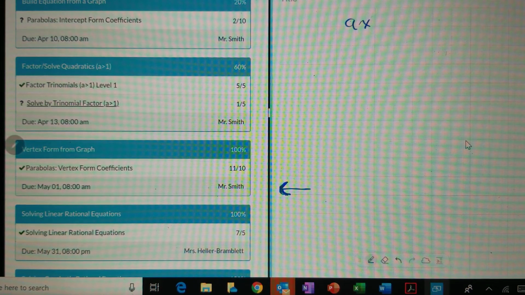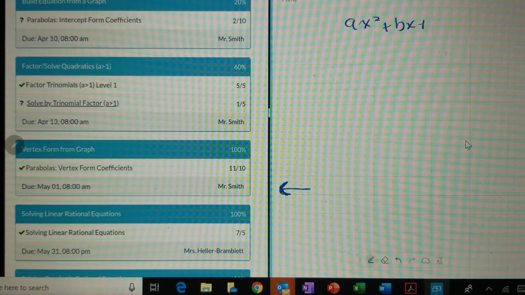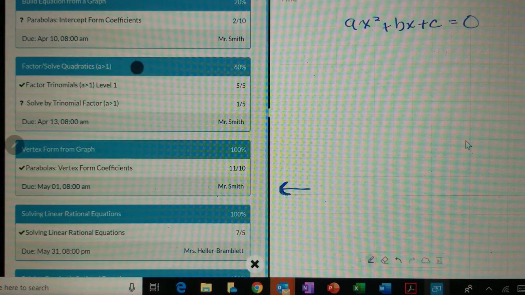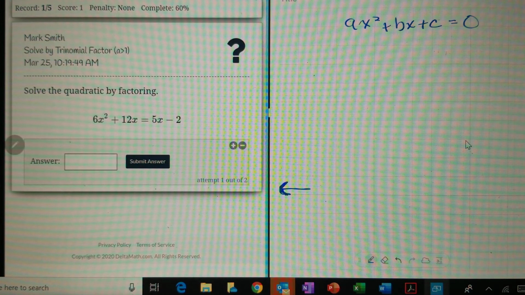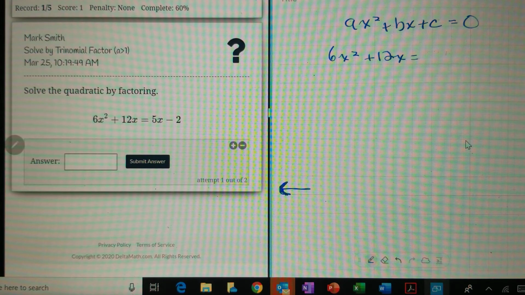is ax squared plus bx plus c, and when we're solving, we say equals 0. All right, so we are going to go to our first problem here, and notice that we have 6x squared plus 12x equals 5x subtract 2. So this is not in standard form. We have x's on both sides and not a 0.